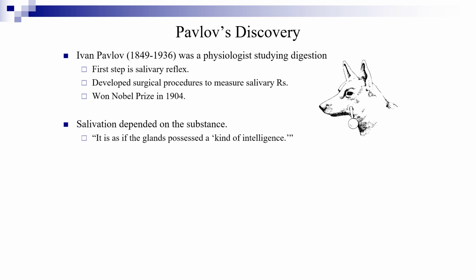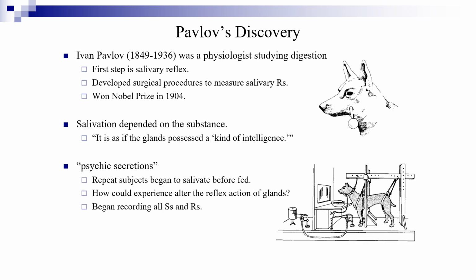But what he found was that salivation depended on the substance he used. He also made the suggestion that it seemed as though these glands possessed a kind of intelligence. And then he found what he called psychic secretions. With repeated use of the same subjects, he noticed that they began to salivate before they were fed.